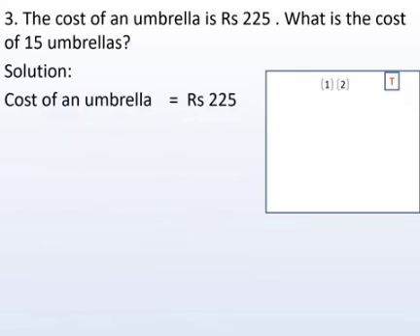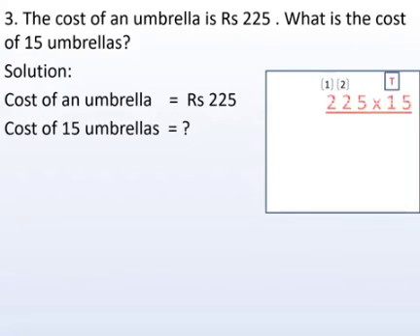Cost of an umbrella is 225. Cost of 15 umbrellas is how much? So we are going to multiply 225 into 15. I have arranged it with unit place and tens place there. U means unit, T means tens place. Always start from units place. So we'll start multiplying with 5. 5 5s are 25. 2 carry 5. 5 2s are 10. 10 plus 2 is 12. 2 1 carry. 5 2s are 10. 10 plus 1 is 11.